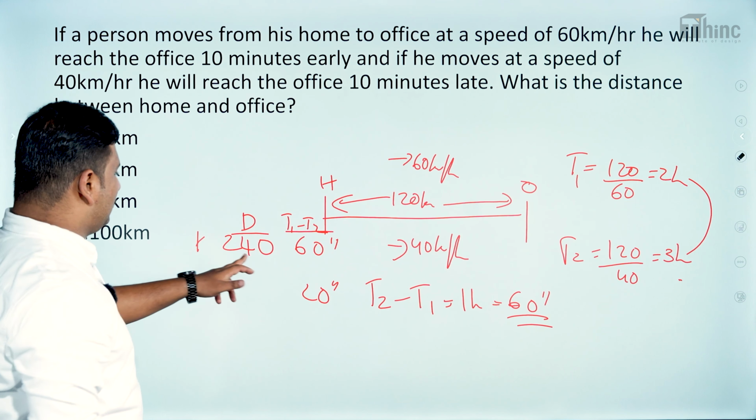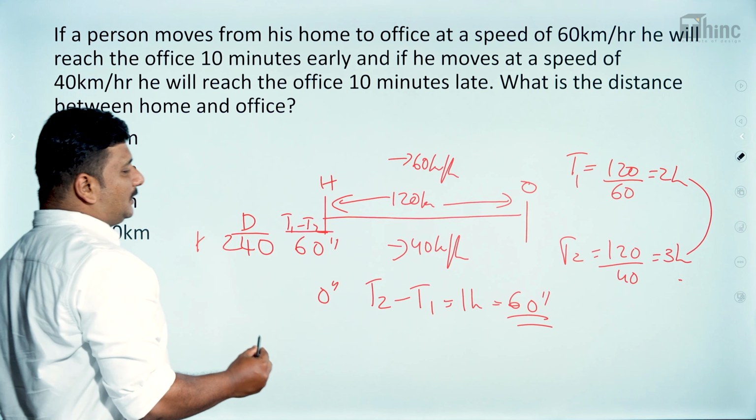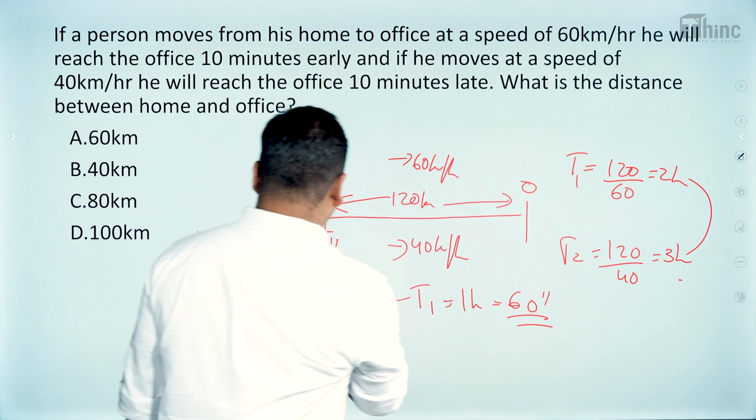So if the distance is 240, the difference in the time taken is 60. Now there is a particular distance which creates a difference of 20 minutes, and that distance is what we need to find out. So how can we find it?